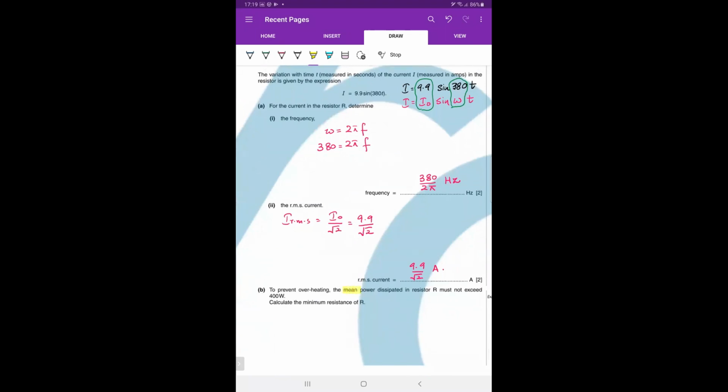To prevent overheating, the mean power must not be greater than 400 watts. And they're asking you to calculate the resistance. Okay, so again, start with the idea that mean power is equal to RMS power, which can be given by the formula I RMS square into R. Power is 400. RMS value of current is calculated above. This is the value. Simplify आप कर लेना. R का रिजल्ट आ जाएगा.